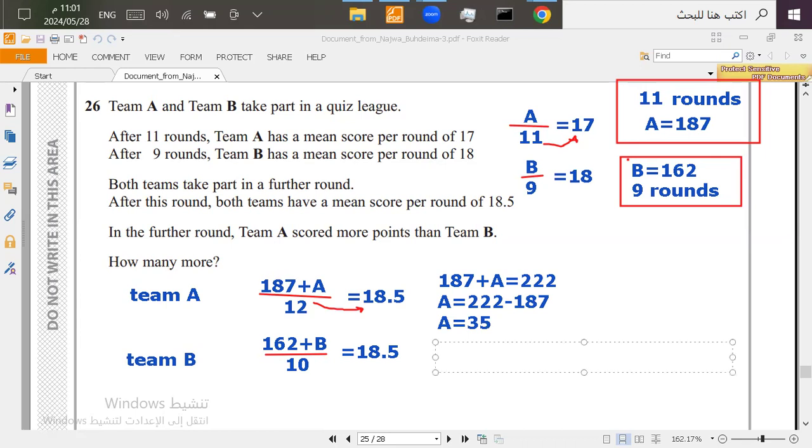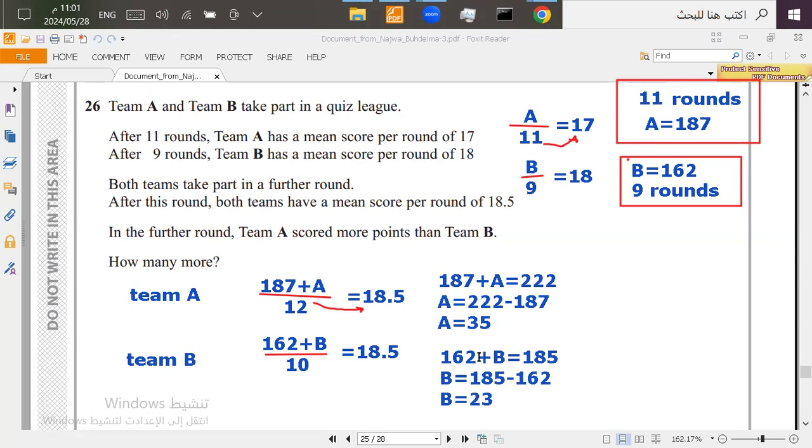Same idea with this one. So 162 plus B, which is the last round, equals 18.5 multiplied by 10, and it's going to be 185. Now I take it to the other side. So B will equal 185 minus 162, and the answer is 23.